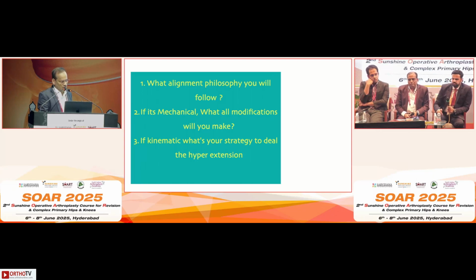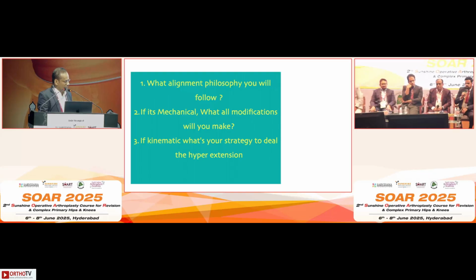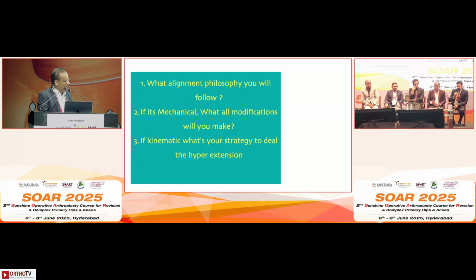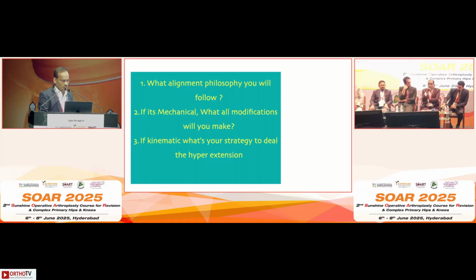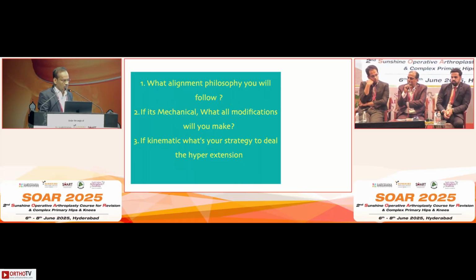If it's mechanical or whatever, what all modifications will you make for this recurvatum deformity? We'll focus more on this recurvatum deformity. As all of us know, in hyperextension there will be tight flexion and increased extension gap. So all our strategies should work on increasing the flexion gap and decreasing the extension gap. So I would cut the DFC very little, around 5 to 7 mm to start with, and cut the PTC also very little. But I will increase the slope.